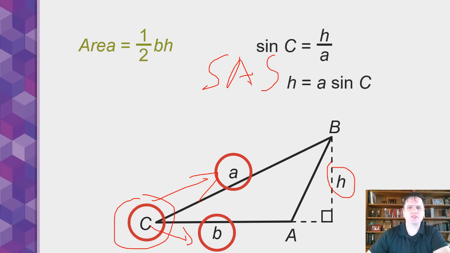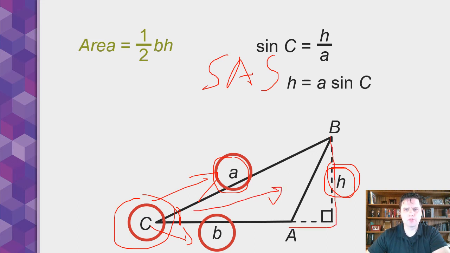And this is just to show you how we can go about doing that. We can say sine of C, sine of this angle, is H over A, right? Opposite over adjacent. That's if we're doing this whole triangle here, the right triangle, okay? So we can also rewrite that as H equals A sine C.